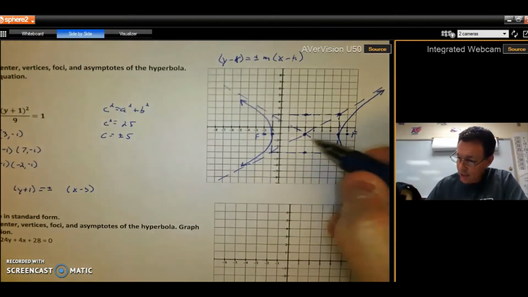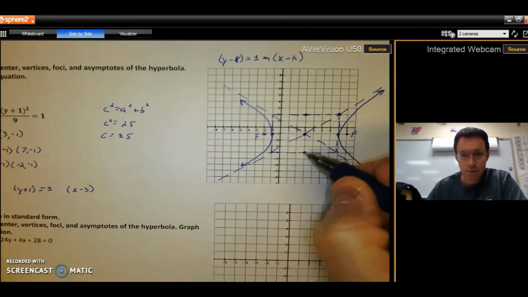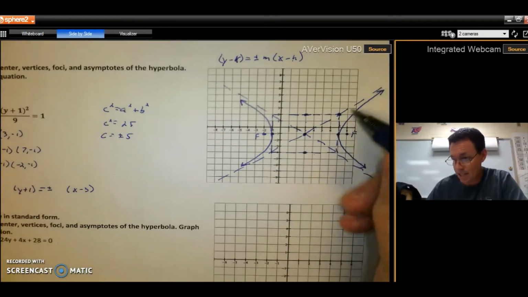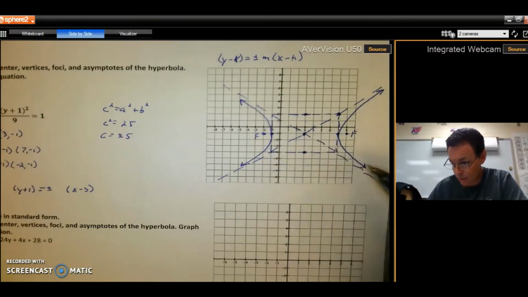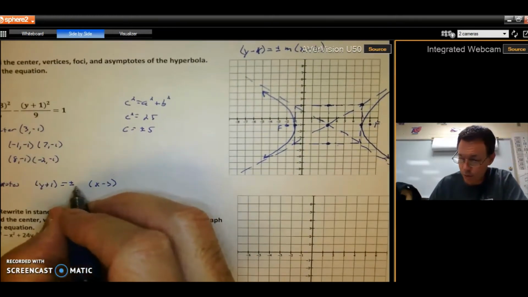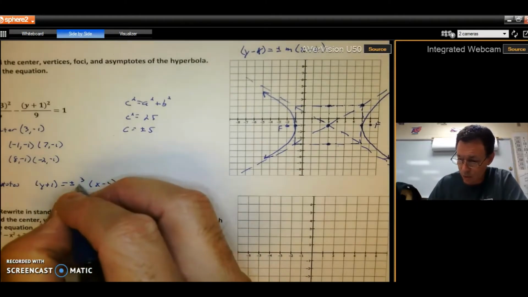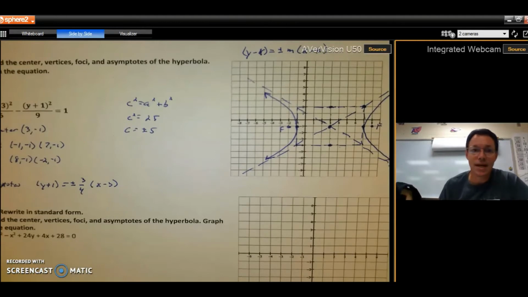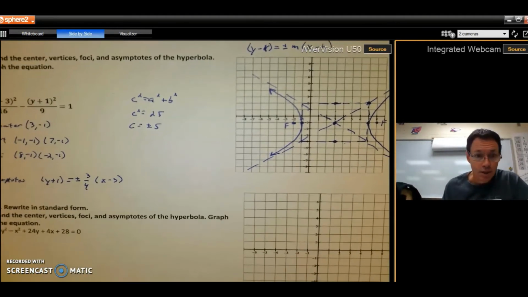The other one is down 3 or negative 3, but still over 4. So this one's positive 3/4. This one's negative 3/4. So there's the slope of our 2 lines, plus and minus 3/4. And that's it. That's how you write the equation of the asymptotes. Okay? All right. Let's look at the next one.